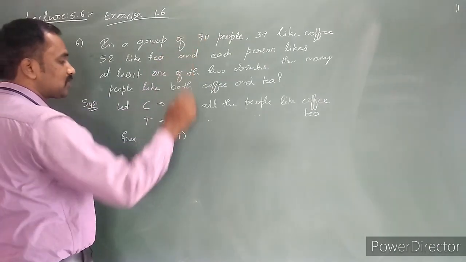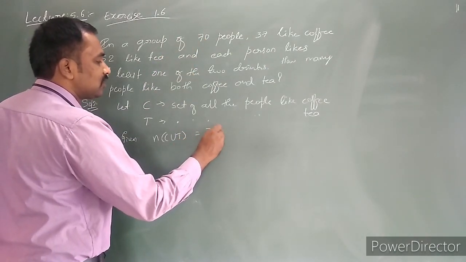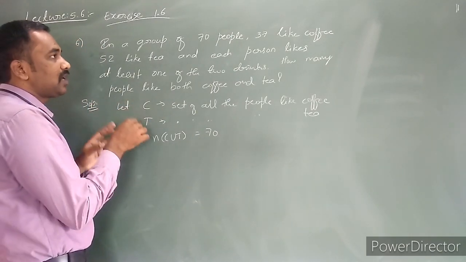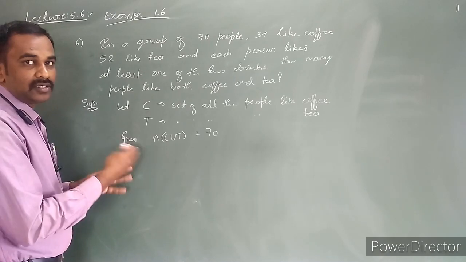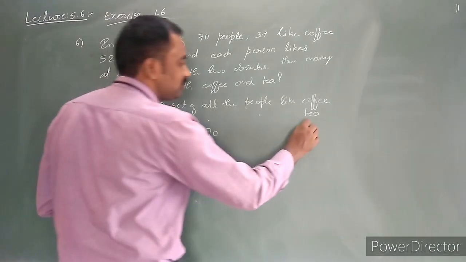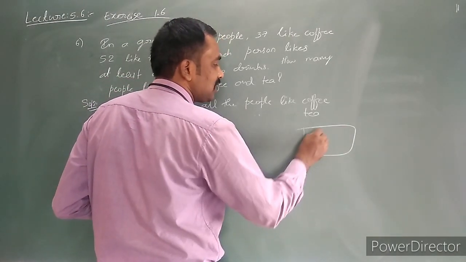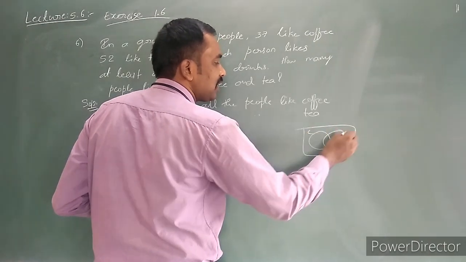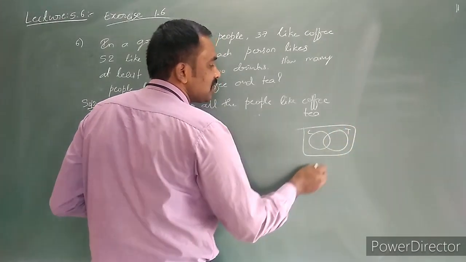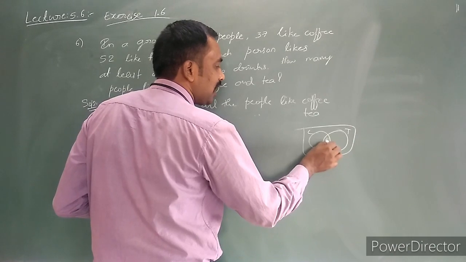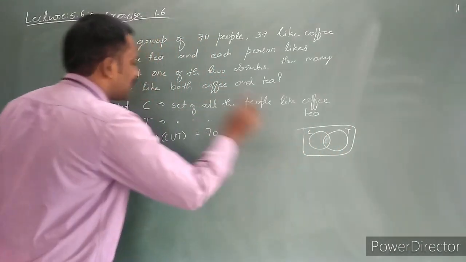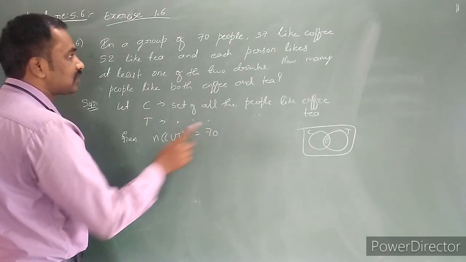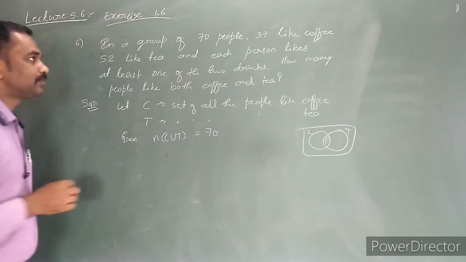In the group of 70 people, they are observing how many people are liking coffee and how many people are liking tea. Some common people are also there. Some of the 70 people like coffee and some like tea. Some people who like both coffee as well as tea are there. That is a common thing also there. Okay, anyhow, whether they are given that or what we need to find, check it.